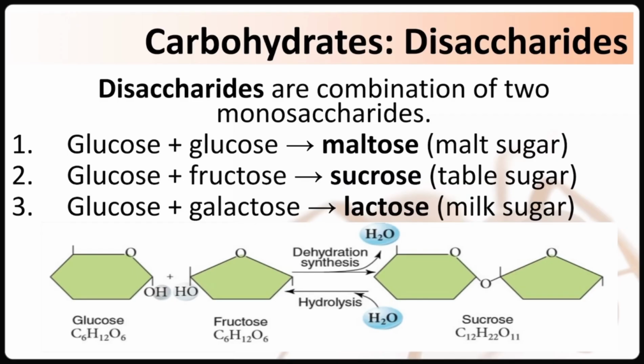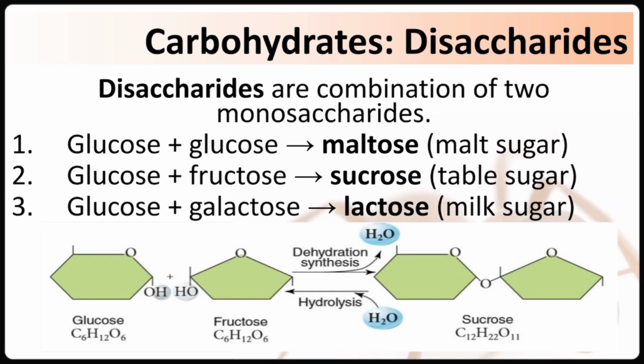What about disaccharides? From the word itself, disaccharides. Disaccharides are carbohydrates made up of two monosaccharide units joined together through a dehydration synthesis reaction. Remember, we discussed the dehydration synthesis reaction earlier, where monomers are joined by removing a molecule of water. Now, they provide energy and can be broken down into simpler sugars for use by the body. Now, these are the three common disaccharides.